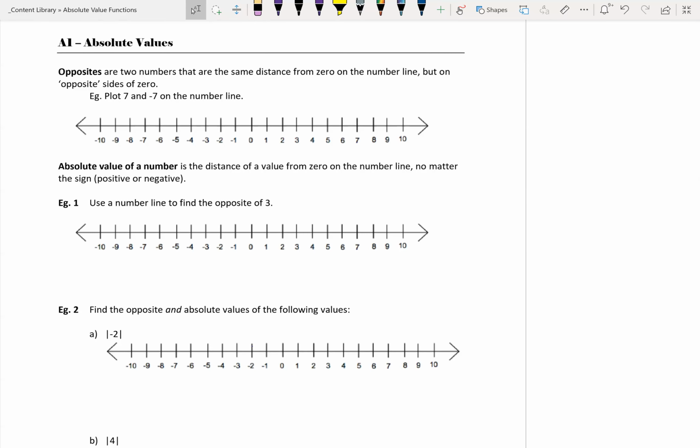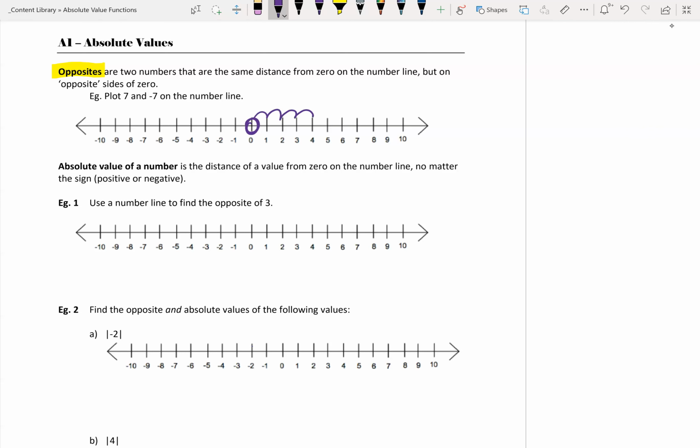This is just a very short lesson on the definition of absolute values. Opposites are two numbers that are the same distance from zero on the number line, but are on opposite sides of zero. So for example, this is 0, and this is our reference point.